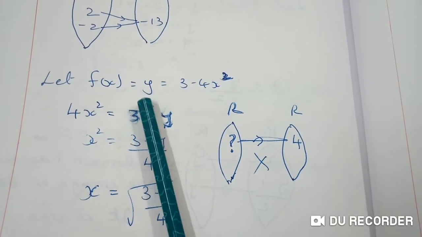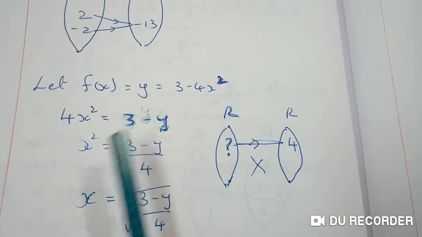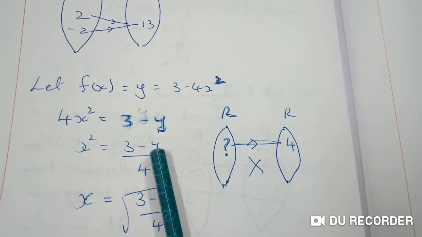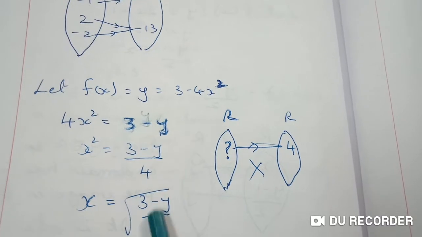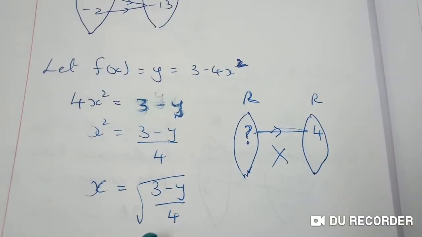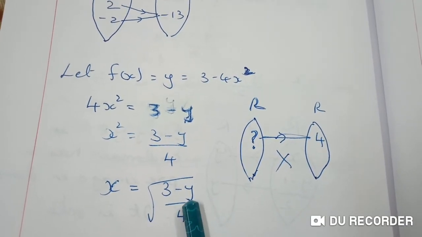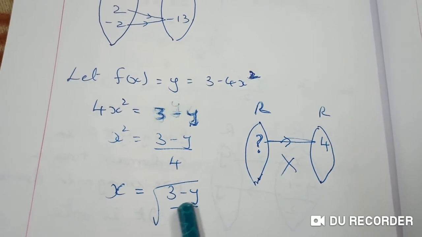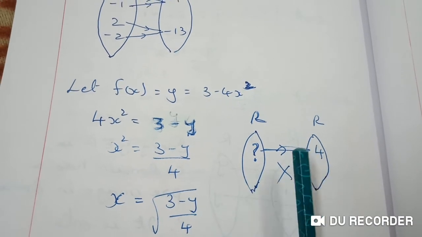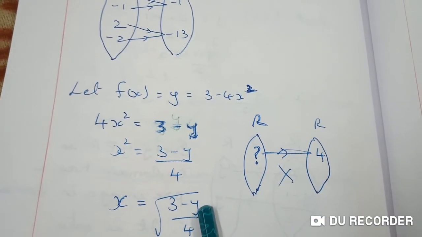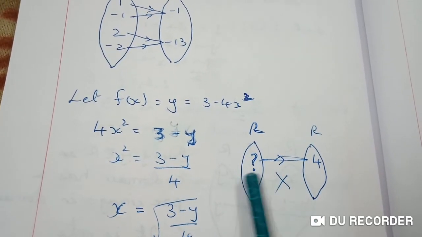So instead of f of x, you take it as y, and y is equal to 3 minus 4x square. When you keep x square on one side and bring all the other numbers to the other side, you will get x square equals 3 minus y by 4. And when you remove the square, you put this under the root. So this is not always a real number, because in case your y is a number greater than 3, like I have taken 4 here, then your answer will come as minus 1 by 4, for which you will not get any real number here.